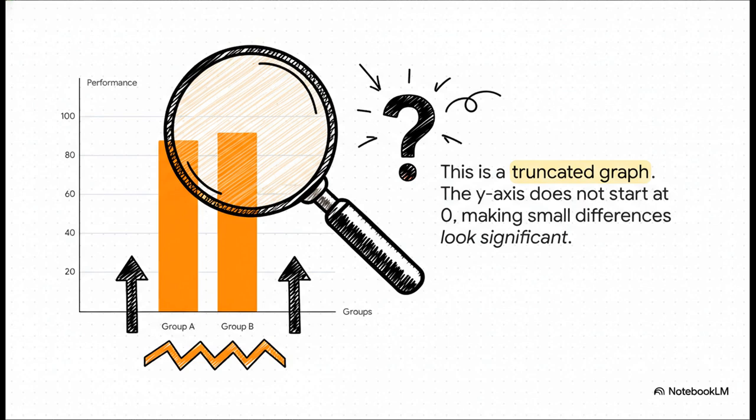This is a classic move called a truncated graph. If you look closely at the vertical line, the y-axis, you'll see it doesn't start at 0. By chopping off the bottom, whoever made this has essentially zoomed way in on a tiny part of the data, making a small difference look like a massive chasm.